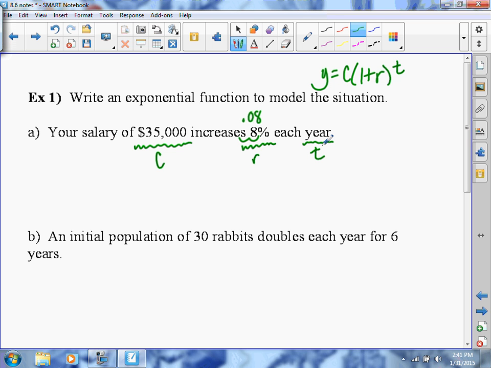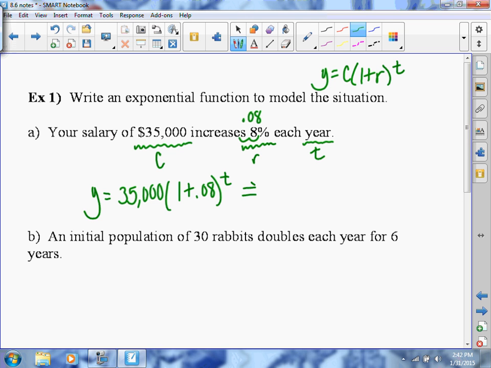But they don't really tell you for how many years. So when we write this equation, we'll have y equals 35,000 times 1 plus 0.08. And we're just going to leave t as a t for now because they don't tell us how many years you're getting this increase for. If they told you it increased 8% each year for 15 years, then we would put a 15 in for the time. But we don't know exactly how long this is going to go on for.